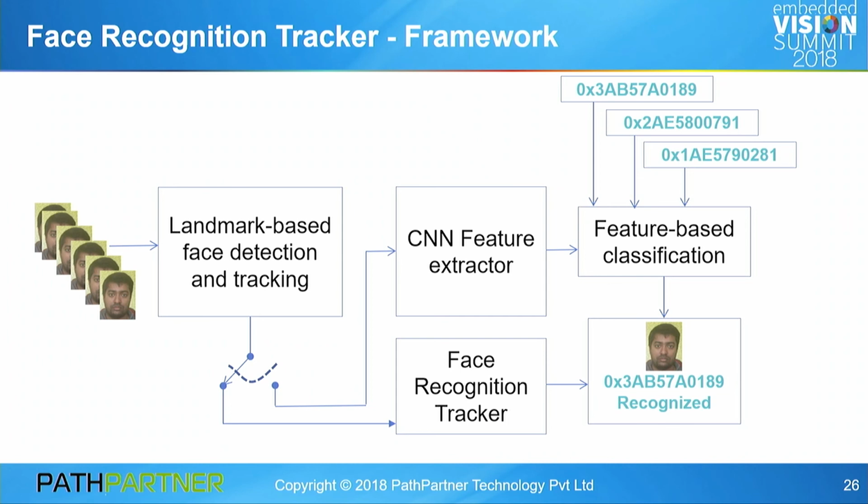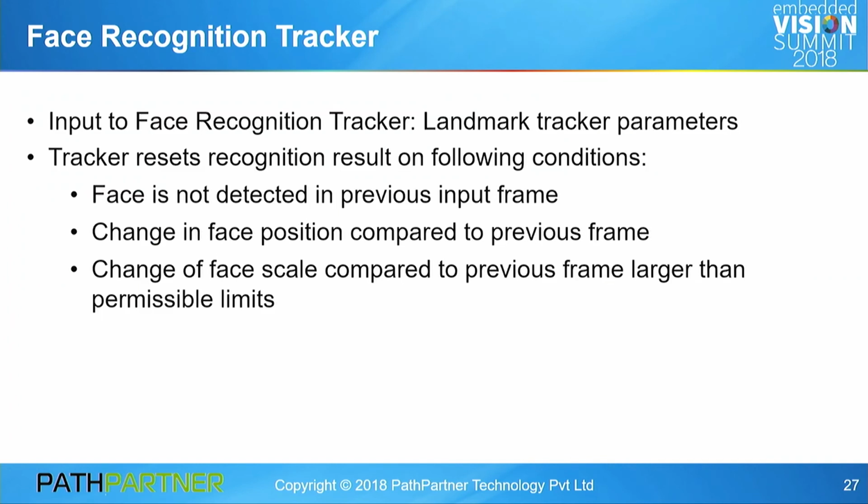So these are a set of conditions. That is, say, if a face is not detected in the previous frame, or suddenly one guy covers his face and suddenly another guy pops up, right? And the third condition is if we see a drastic switch in the scale at which the face is getting detected. Under these conditions, we identify that there is a switch between the subjects. So we pass the control back from the face recognition tracker to the CNN inference engine.